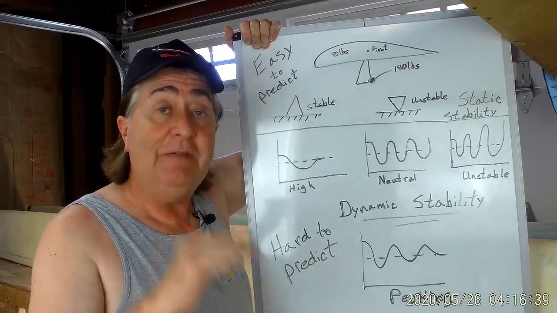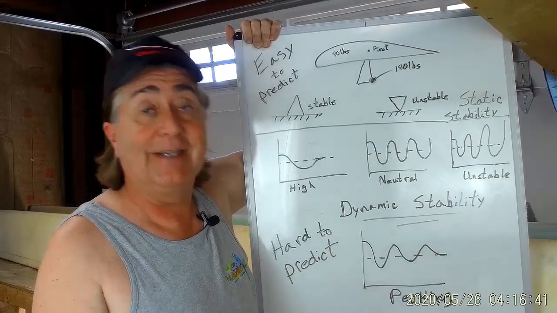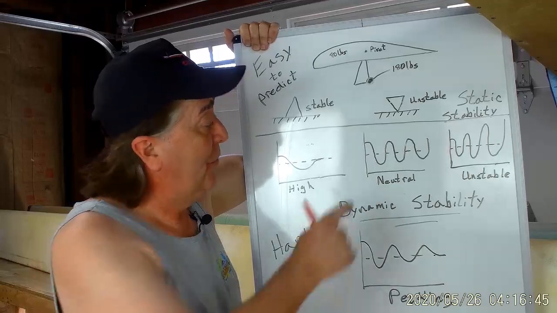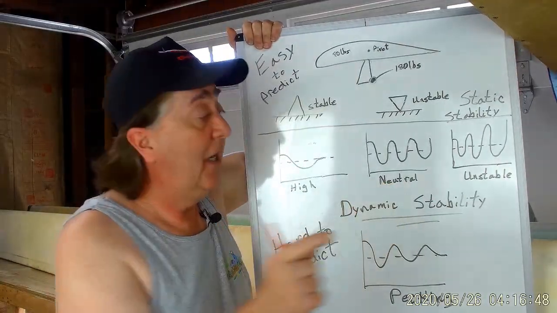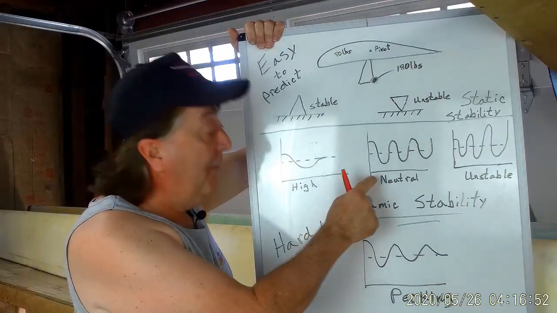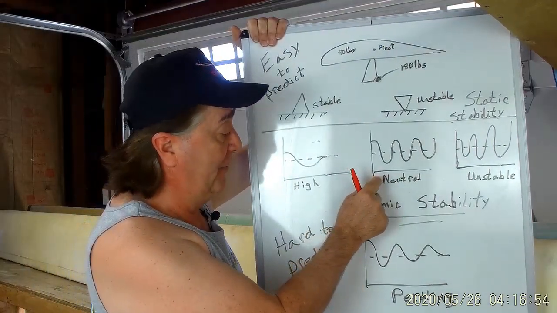Oh, my aircraft is oscillating and I'm supposed to let go of the stick. What are you, out of your mind? I've got to fix the problem. So this type of situation can lead to this quite rapidly, and that's a bad situation. So we definitely want to avoid designing aircraft that do this.